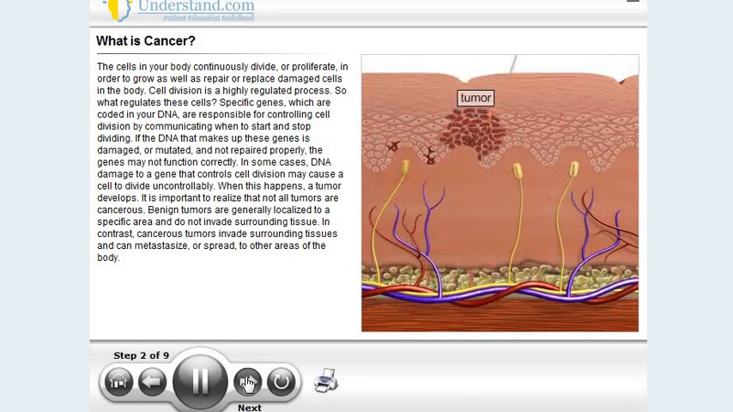It is important to realize that not all tumors are cancerous. Benign tumors are generally localized to a specific area and do not invade surrounding tissue. In contrast, cancerous tumors invade surrounding tissues and can metastasize or spread to other areas of the body.